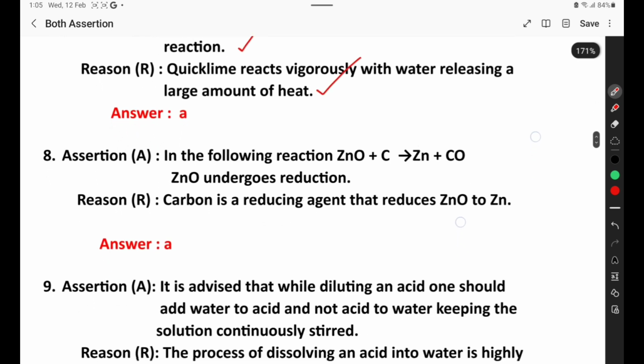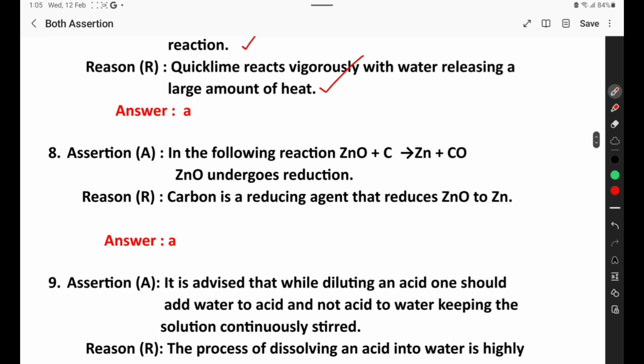Next question. In the following reaction, zinc oxide plus carbon gives zinc plus carbon monoxide. Zinc oxide undergo reduction. From zinc oxide, oxygen is removed, so zinc oxide is undergoing reduction. That is the right statement. And here, carbon is used as the reducing agent. That's also correct, because in the activity series when we check, carbon is more reactive than zinc. So carbon can displace oxygen from zinc oxide. So both assertion and reason both are correct, and reason is the correct explanation of assertion.